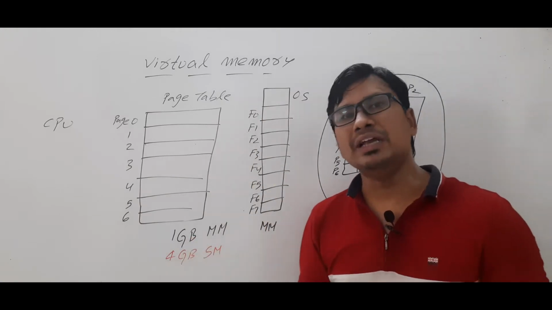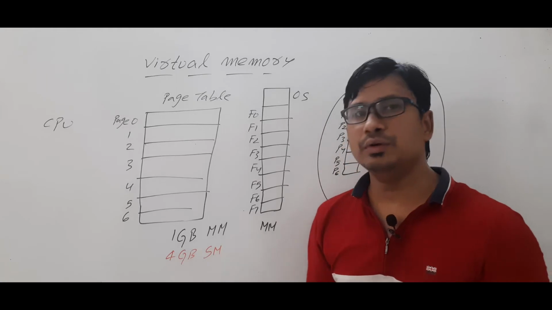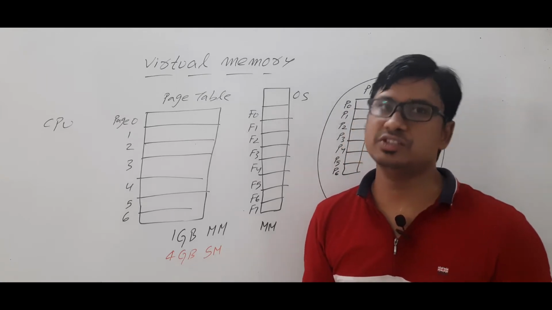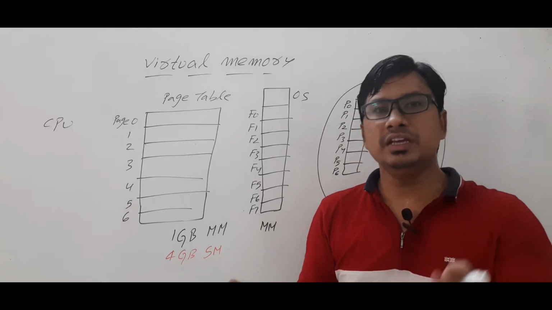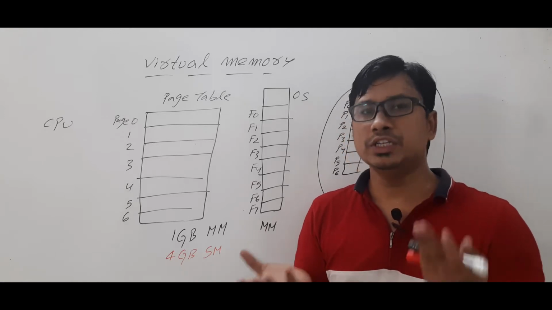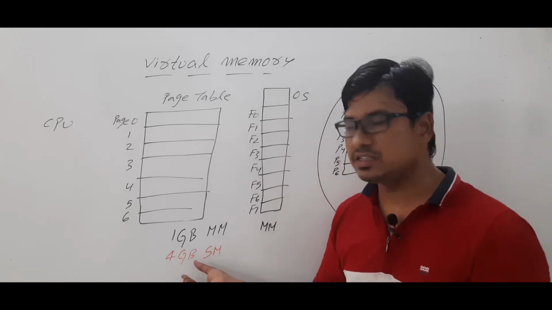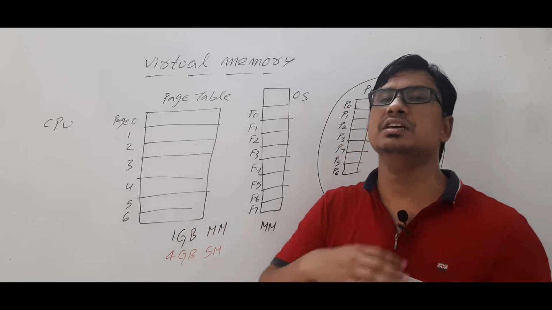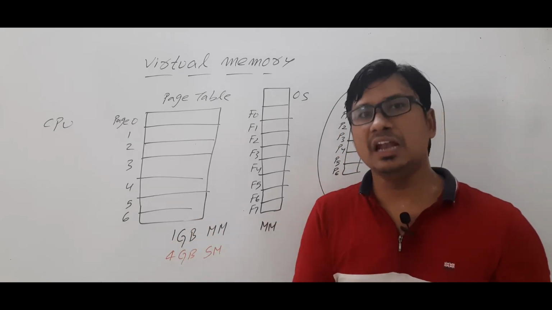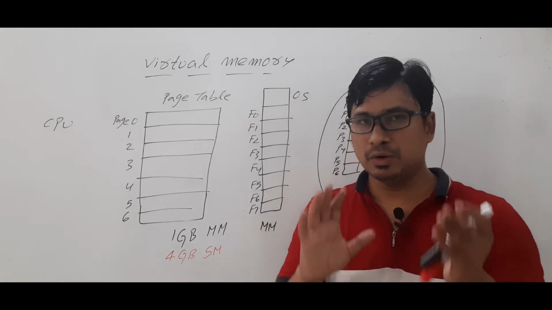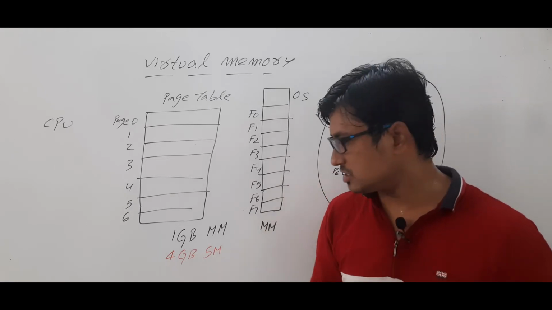Now, if you have a 1 GB RAM, how can you load a 4 GB game, which is not practically possible? So virtual memory is required. Virtual memory gives an illusion that even if your process size is greater than the main memory size, still we can run it with the help of on-demand paging. What is that on-demand paging? I will discuss it for you.